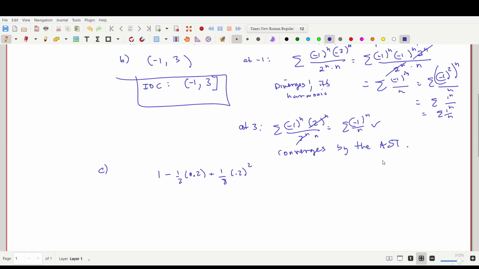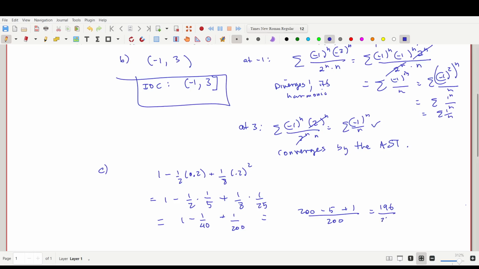All right, and you just compute that. That's 1 minus a half times a fifth, plus an eighth times a 25th. And that's 1 minus a 40th, plus, oh my gosh, what is that? A 400th? 8 times 25? No, it's 200. Hopefully that's right. And that's 200 minus 5 plus 1 over 200. And that's 196 over 200. That seems really wrong to me. And then I guess you can simplify that down by 4, right? 49 over 50. Yeah, that seems really wrong.